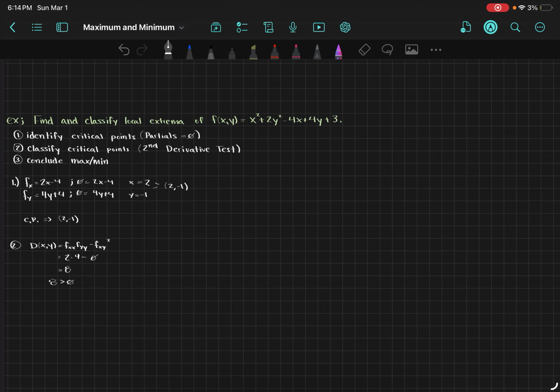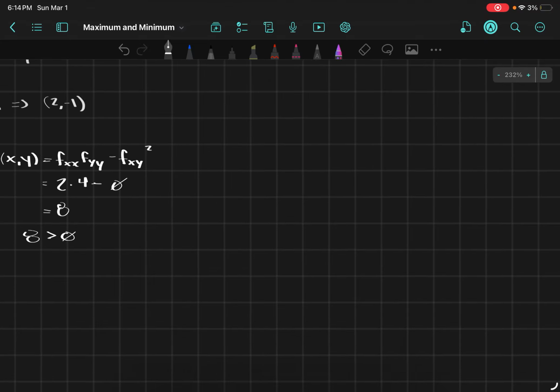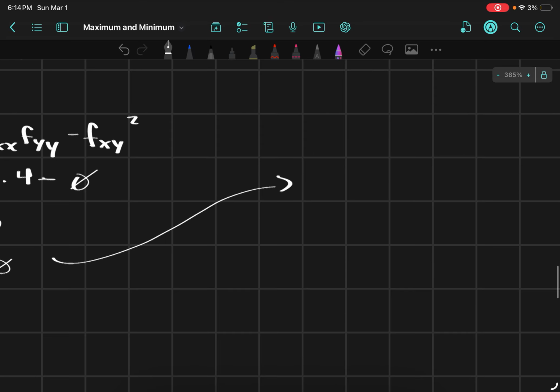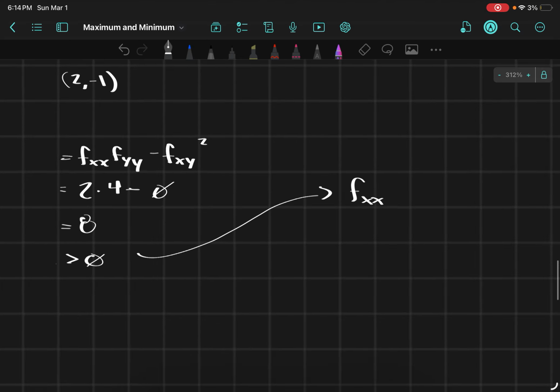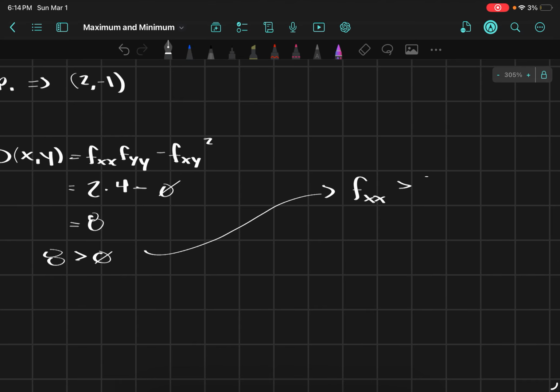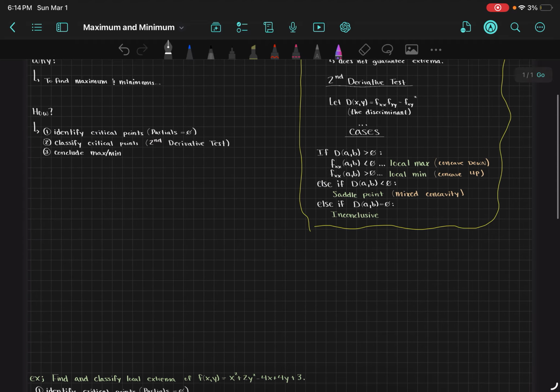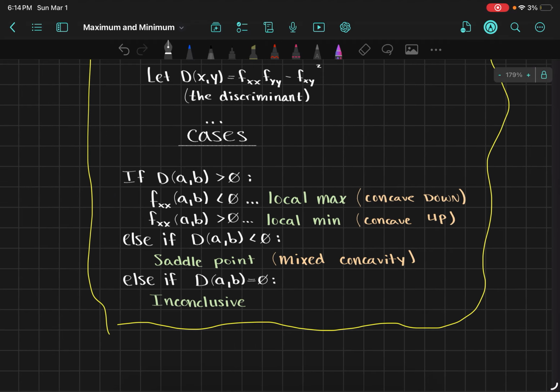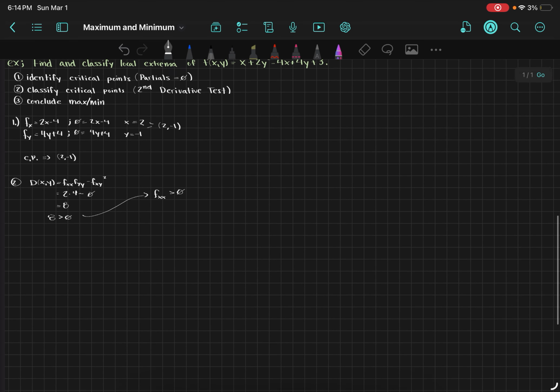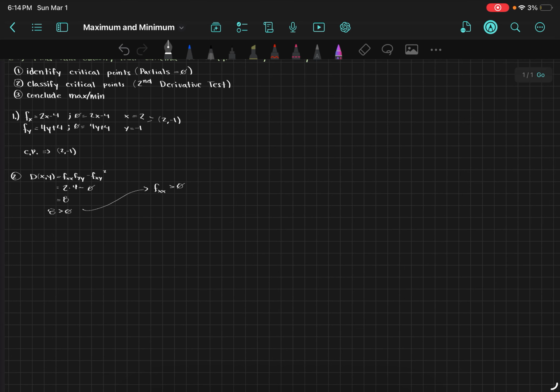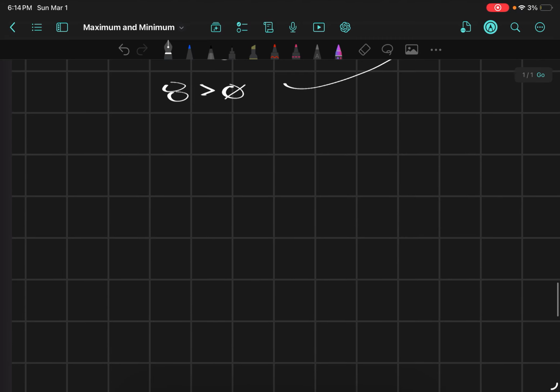Let's do our other test that we have to do. What's our second partial in x? That's going to be 2, which is greater than 0, meaning we go up to our little chart here. That's greater than 0, so we're going to have a local minimum here at (2, negative 1). It's pretty intuitive, perhaps, why that is, like I stated prior. So, yeah, that's a pretty simple problem. Therefore, we can conclude that we have a local min at our point (2, negative 1).